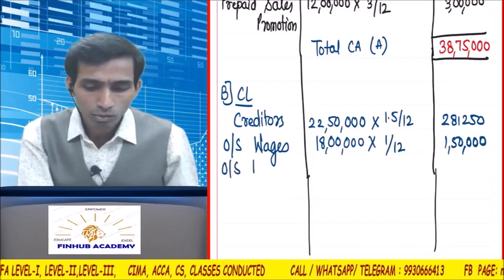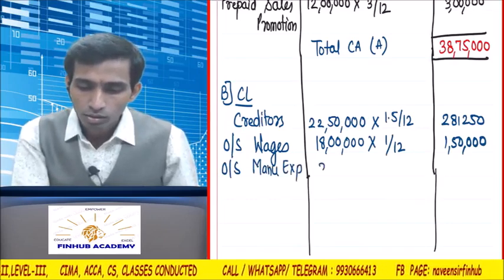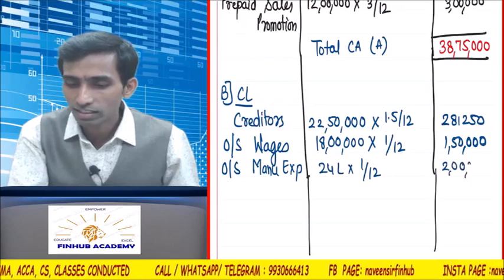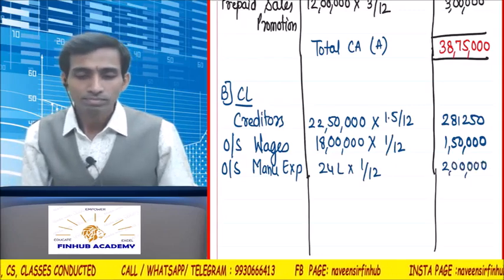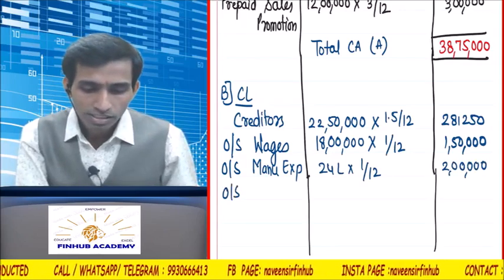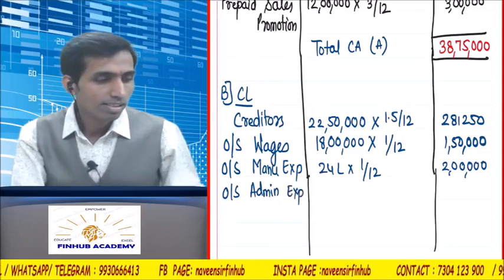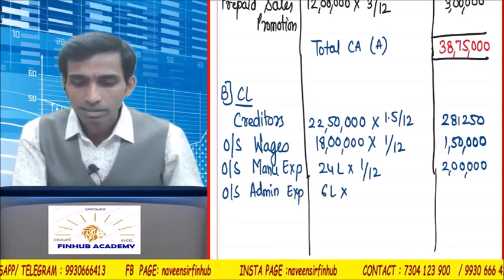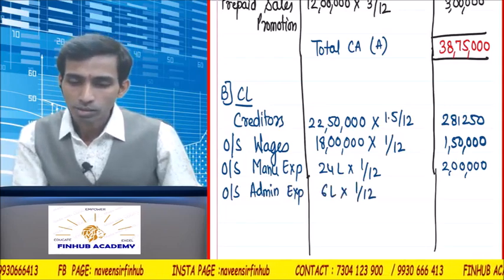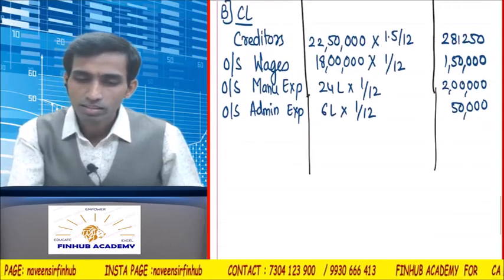Outstanding manufacturing expense. 24 lakhs into 1 by 12, that is 2 lakhs, which was already given in the question. Anything else outstanding? Admin. Outstanding admin expense. How much? 6 lakhs multiplied by 1 by 12, that is 50,000. Take the total.